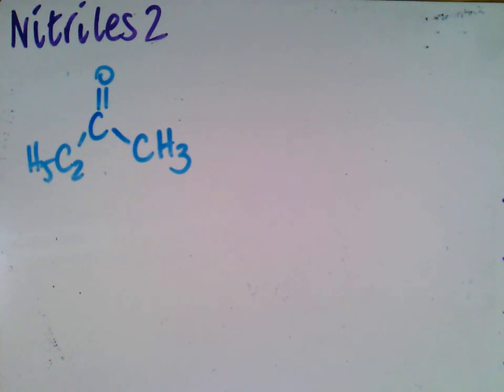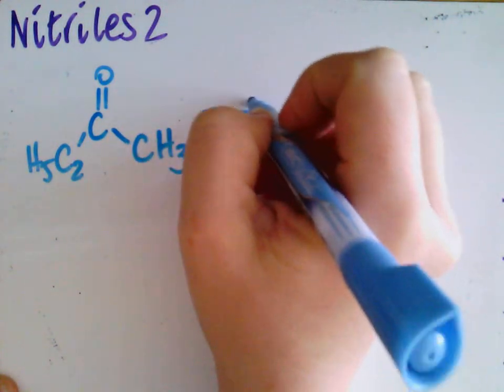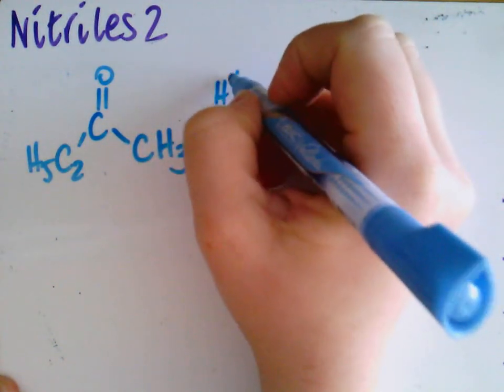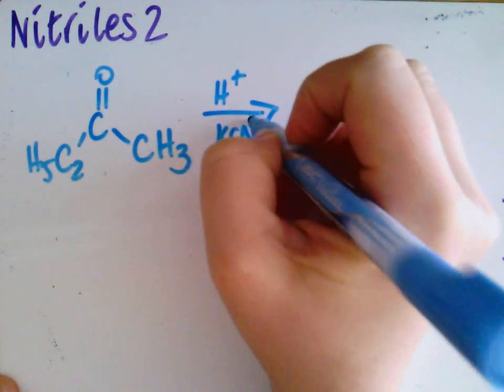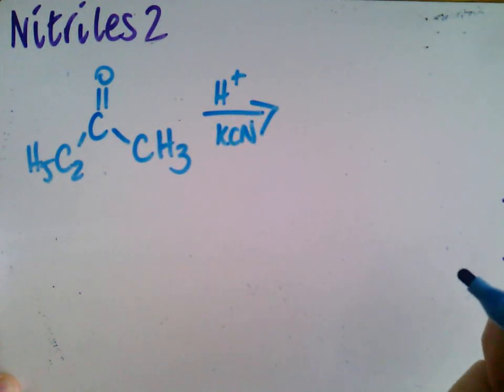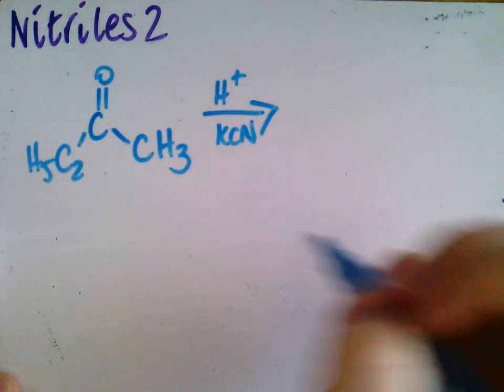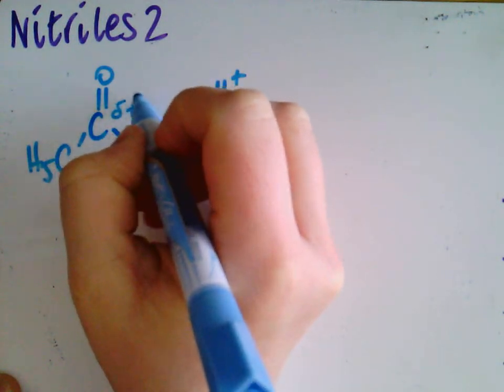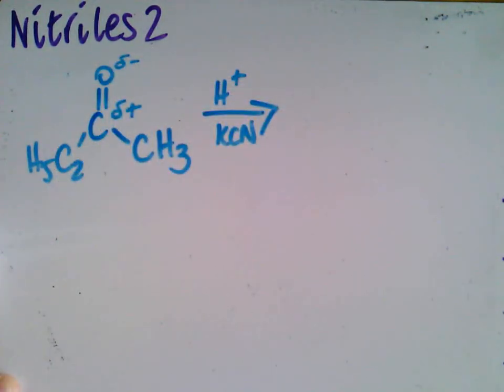And here we go with butanone. I didn't specify where in your chain to put your carbonyl, so yours might be the other way around from mine, but that's all right. Our principles are still going to be the same. So we're going to have our presence of H plus and KCN. It doesn't matter if you write plus HCN, it's the same thing. And we're going to put on our dipoles.